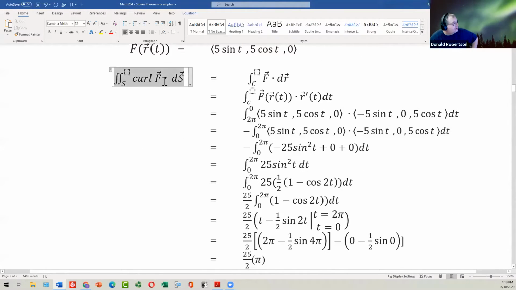Original question: find this surface integral. Turn it into a line integral that's got the same value. That's what Stokes Theorem says you're allowed to do. That particular line integral is going to be over a circle. That fella there. This function here is f converted into parametric form, dot product with the derivative of r, which is that piece, dt.